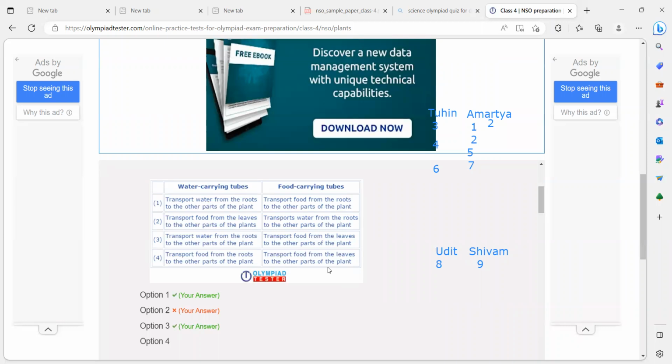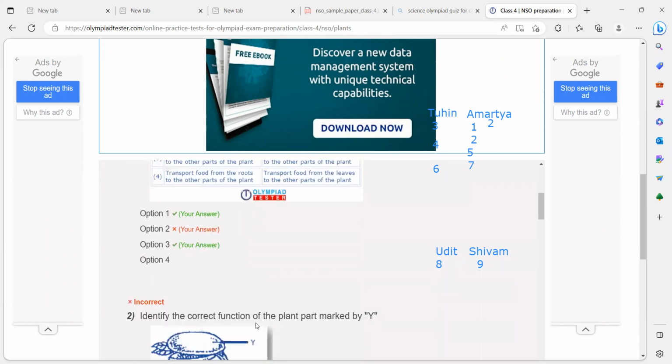Ma'am, fourth number is wrong. No, third is correct. The water carrying tube will transport. Fourth is wrong because a water carrying tube will not be able to transport food. How can a water carrying tube transport food? Is it clear better? Yes, ma'am. So, number 4 is wrong.